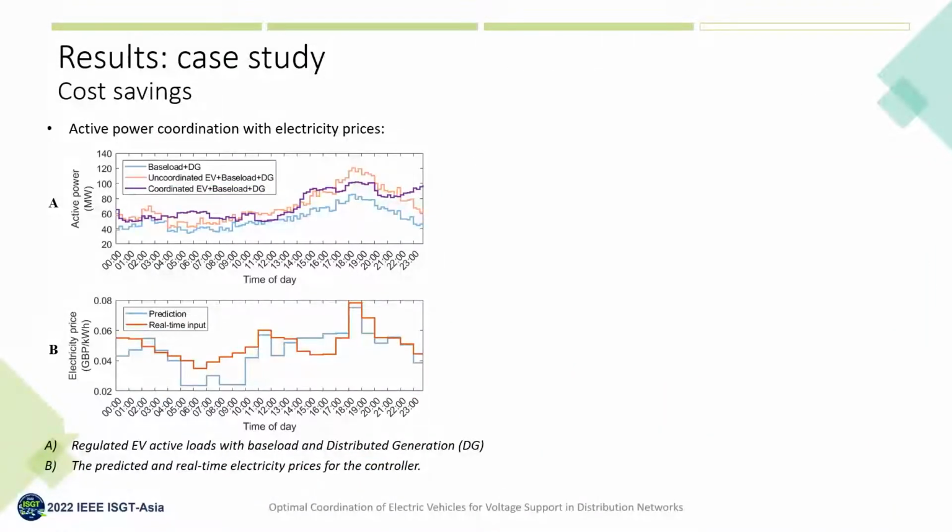Graphs A and B on this page show how the active power coordination follows the electricity prices. In Graph B, the blue plot is the predicted electricity price and the red plot is the real-time input electricity price. Comparing the purple plot in Graph A, which is the coordinated total load, and the red plot in Graph B, we can see the coordinated load is effectively following the real-time prices rather than the predicted prices.